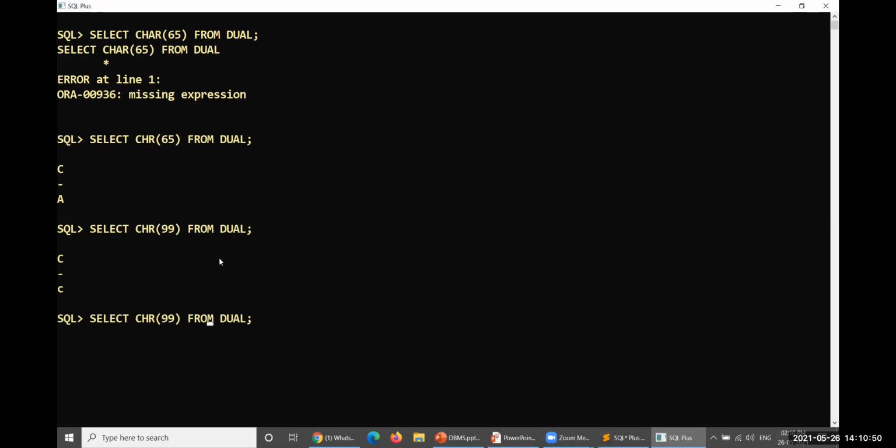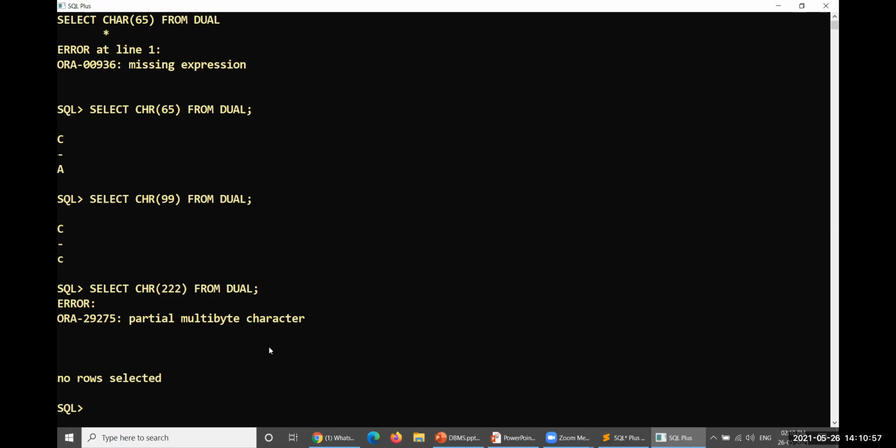If you take some other value, for example 200 or 222, of course a multi-byte character cannot be taken into consideration here. So it can display the equivalent character of a number which ranges from 0 to 127. I did not check this one so far. That is the information regarding this particular function.